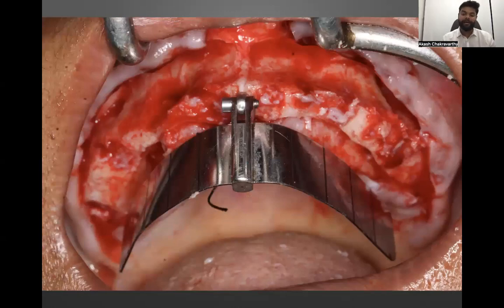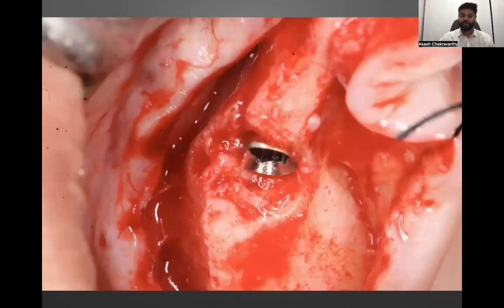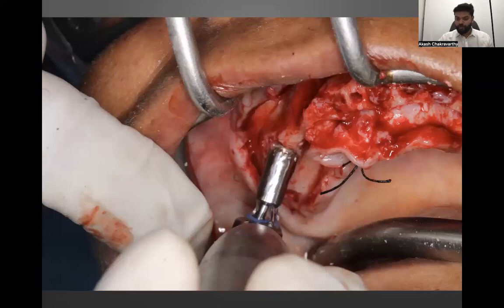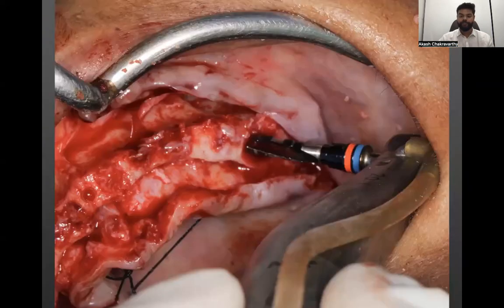So this is a Mallow guide. It has markings like this. It enables us to angulate our implants and also distribute our implants symmetrically. So that is the first implant placed on the first quadrant. And when I tilt the implant to be able to place the multi-unit abutment, I use a bone mill like this. It just removes the bone just enough to house our multi-unit abutment. So this is the other side.